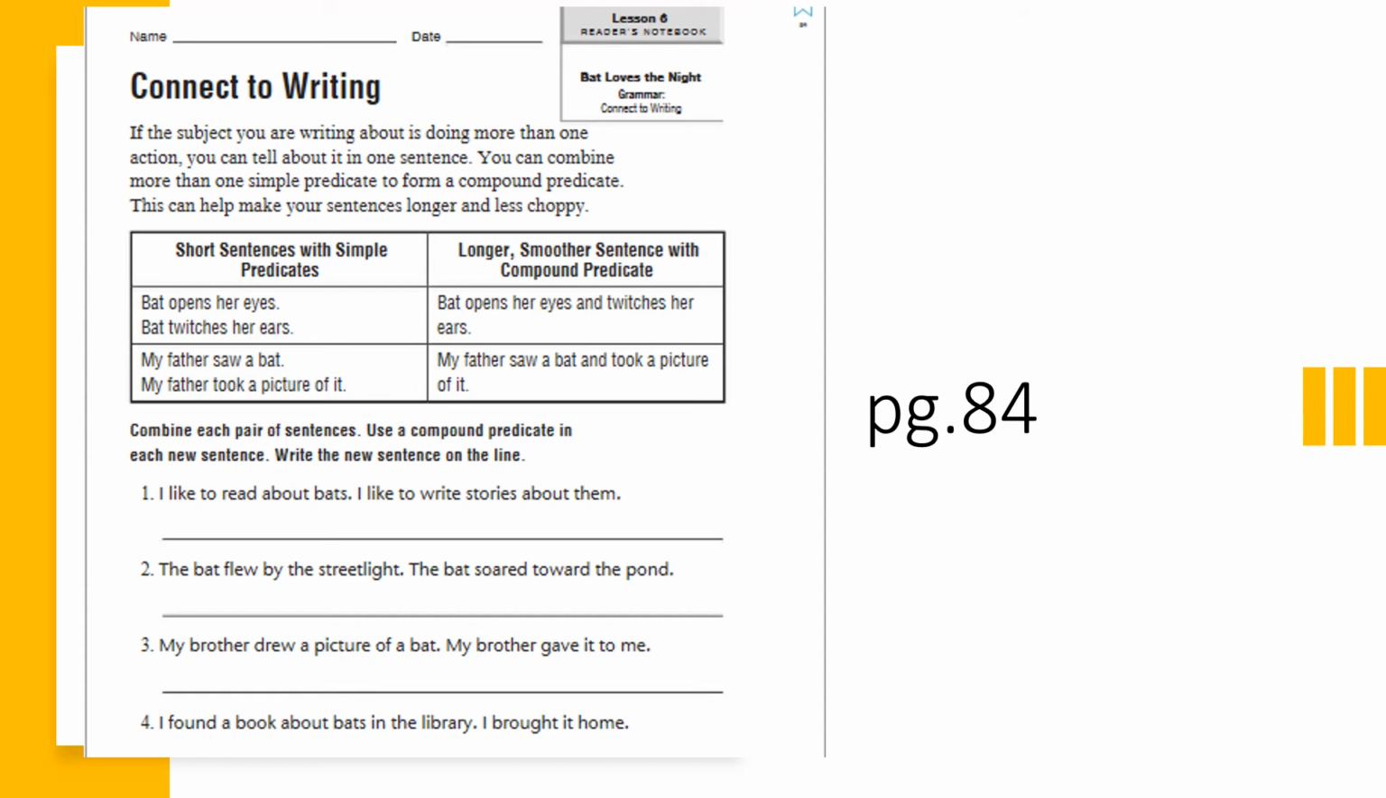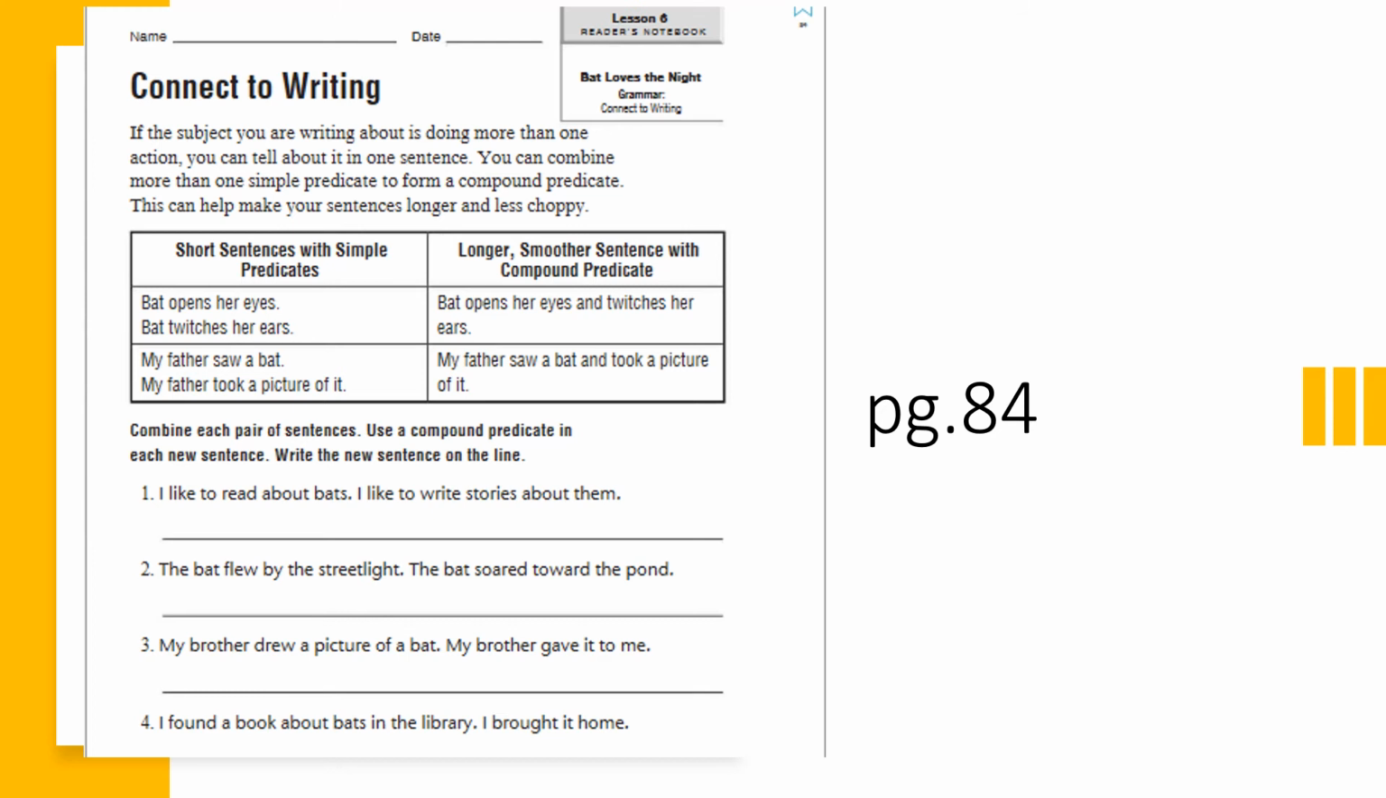It's not a compound sentence because we didn't say "My father saw a bat, comma, and my father took a picture of it." That would be a compound sentence. But here we don't have a new subject after the "and," so we don't need a comma. It's still a simple sentence with a compound predicate.